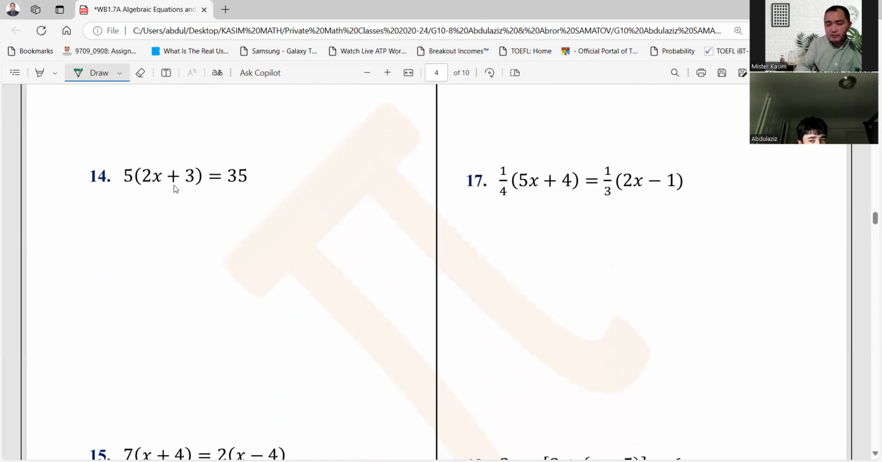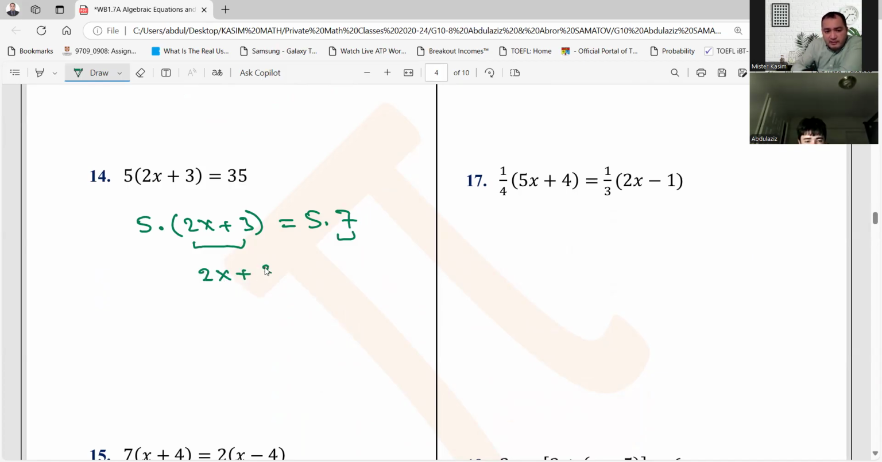14, if you just have a look, 5 and 35, right? Both are divisible by 5. It's something like this. 5 times 2x plus 3 equals 5 times 7, right? If these two 5s are equal, then these two must be equal to each other for each side to be equal. So this one is a bit faster way. A little bit of thought can save you a lot of time. It is 7, so x is equal to 4 over 2. That's equal to 2, right?